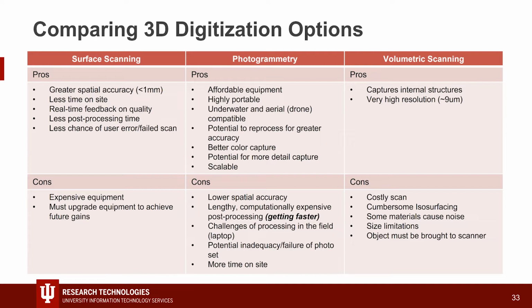Cons, expensive. So the scanner that's on there is $25K, the educational rate of 2 for $30, $35 now. But that's assuming you've got a chunk of change to spend, right? And now, oh yes, and then customs in Canada, and I don't know. And yeah, you have to upgrade equipment to achieve future gains.